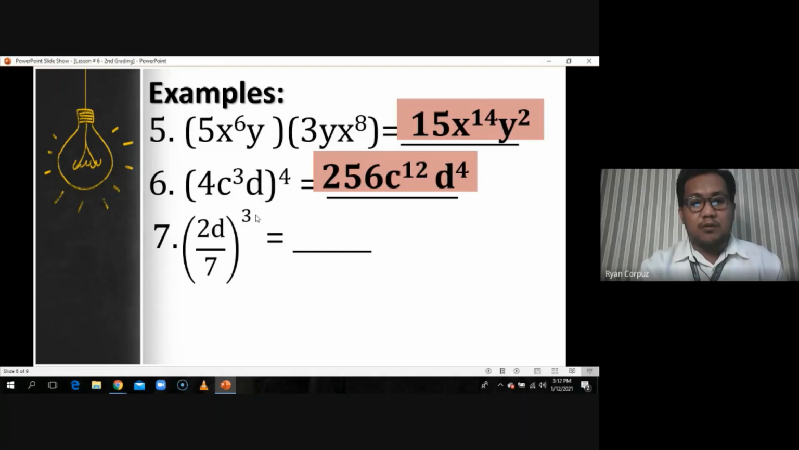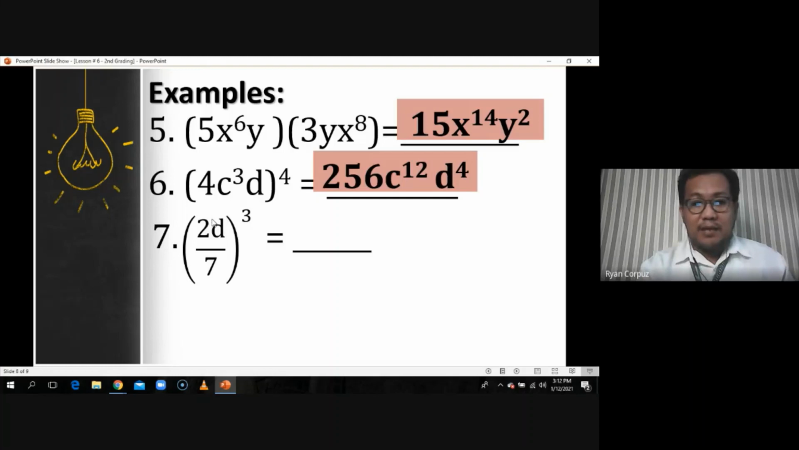So di-distribute natin yan. Not only is it distributed in d but also in 2. Yung 3. So applying power of a quotient, distribute yung 3 on both numerator and denominator. So when it comes to the numerator, distribute it on both factors. So 2 raised to 3 muna. Since your base is a constant, 2 raised to 3, that means you are going to use 2, 3 times as factors. That would be 2 times 2, that's 4, times 2, that would be 8.